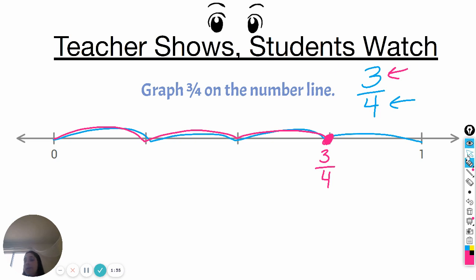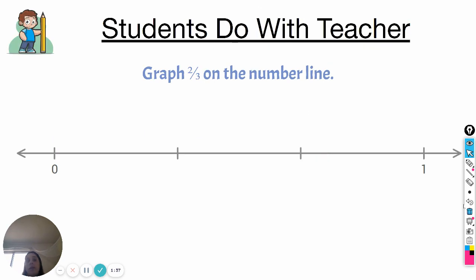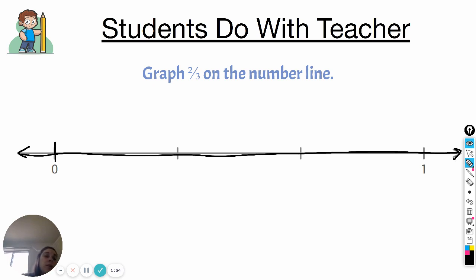Okay, let's go ahead and have you try one with me. First, I need you to make this number line. So you just need a long arrow going across your whiteboard. You're going to make a mark towards the beginning and label it 0, a mark towards the end, label it 1. And now we're graphing 2/3.